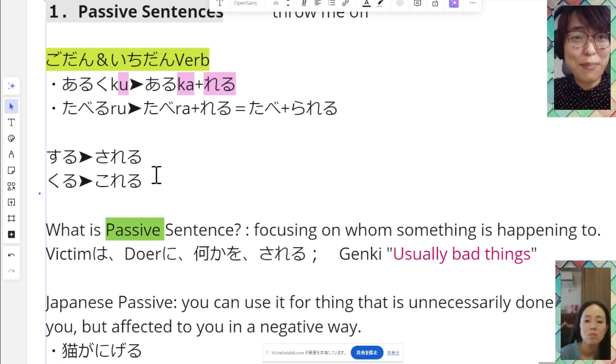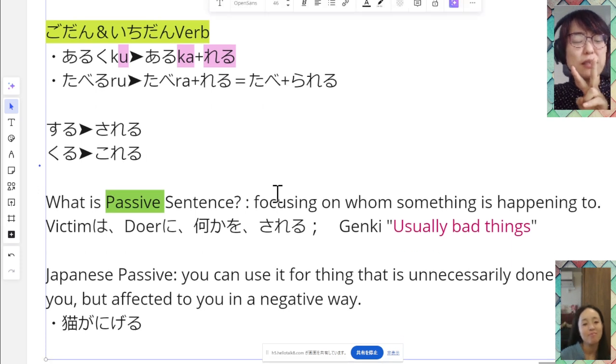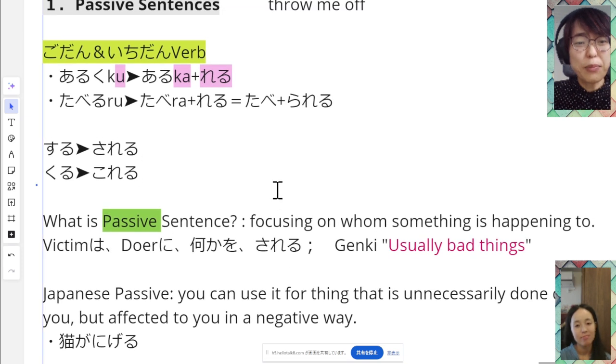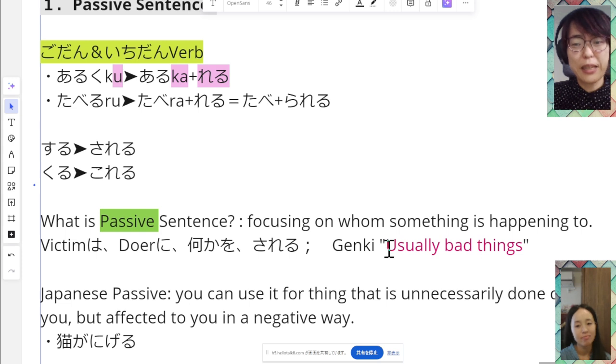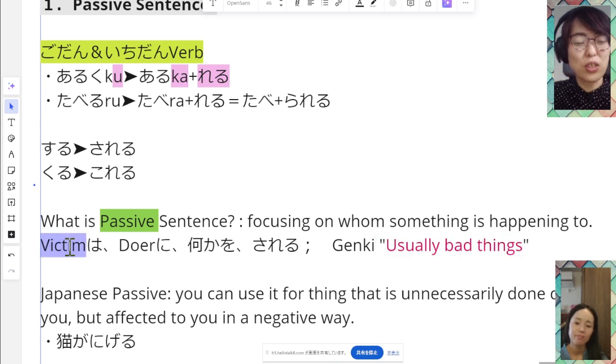Alrighty. So let's see two different ways of using the passive sentence in the Japanese language. Andy pointed out how Genki explained that the passive is usually used for bad things, where you are a victim.